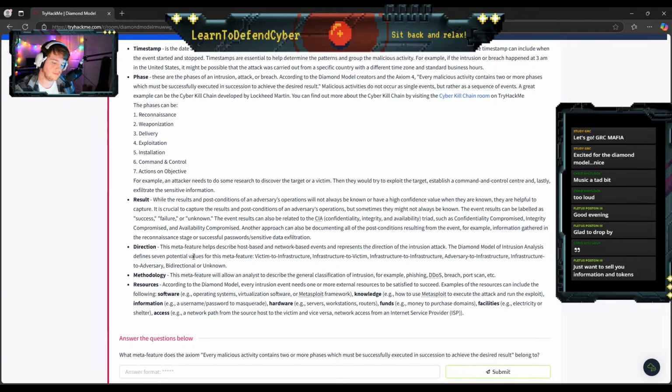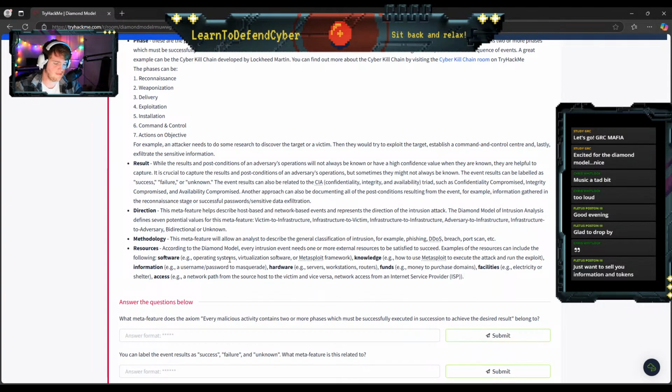Direction helps describe host-based and network-based events and represent the direction of an intrusion attack. It has seven potential values for this meta feature: victim to infrastructure, infrastructure to victim, infrastructure to infrastructure, adversary to infrastructure, infrastructure to adversary, bidirectional, or unknown. Okay, I'm going to try and break this down. They don't really explain it too well. I guess this is, okay, this is to describe host-based and network-based events.